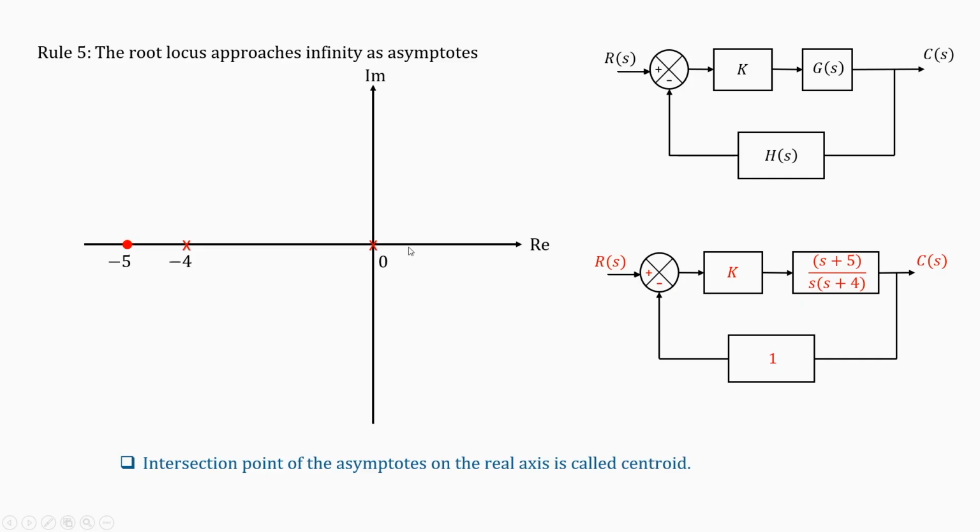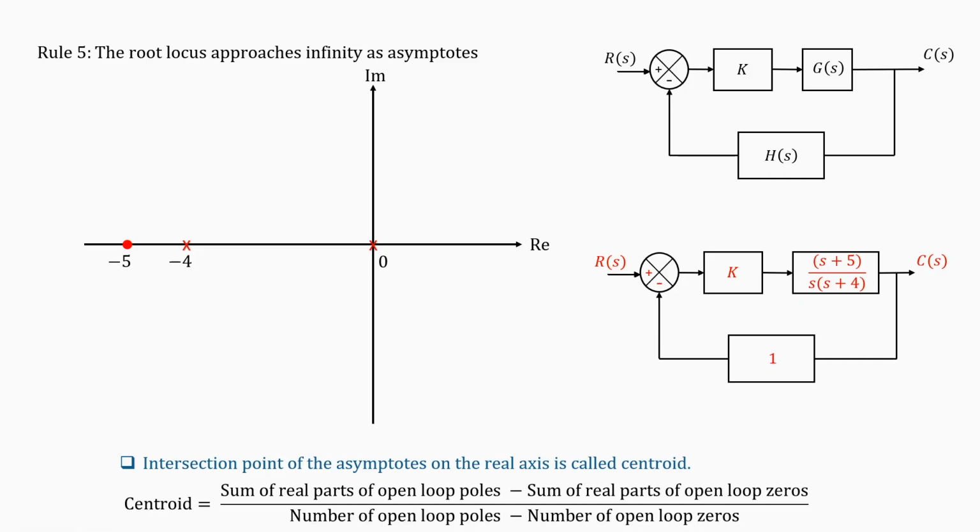The intersection point of the asymptotes on the real axis is called the centroid, and the formula to find that out is the sum of real parts of the open loop poles minus the sum of real parts of the open loop zeros, divided by the number of open loop poles minus the number of open loop zeros. I am not going to do the proof of this. You can find it in the Norman Nise book, the proof is there, you can go ahead and read that. I will directly use the formula.